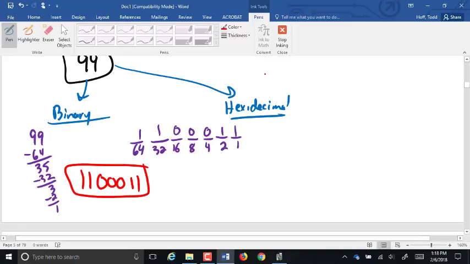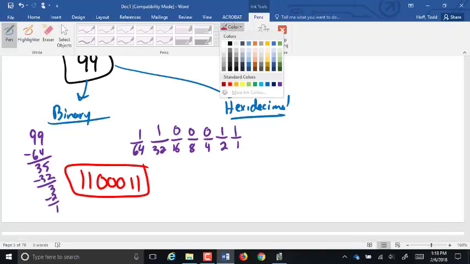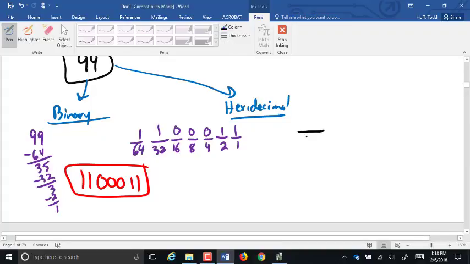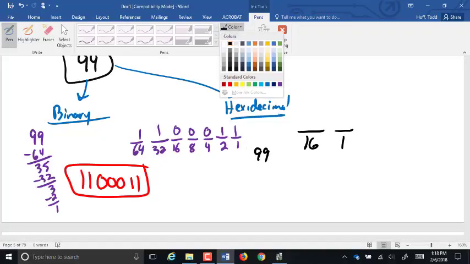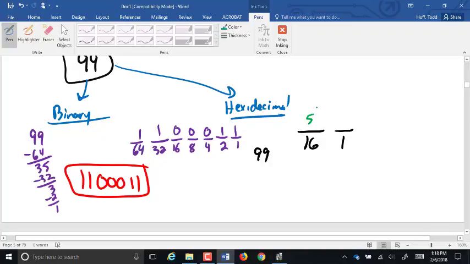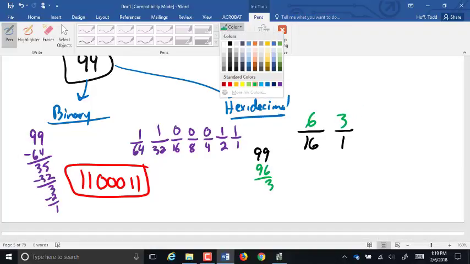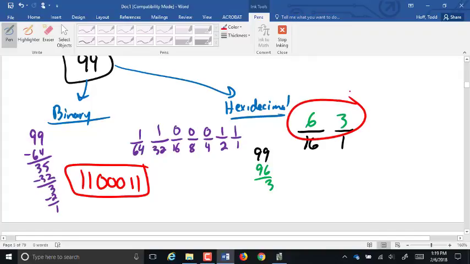In hexadecimal, well, our place values, we're going to need the 16 and the 1s. 16 goes into 99 5 times. Nope, 6 times, sorry. 6 times. 6 times 16 is 96. There's 3 left over. So in hexadecimal, 63 represents 99.